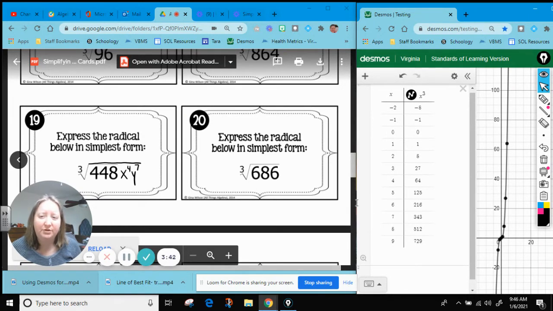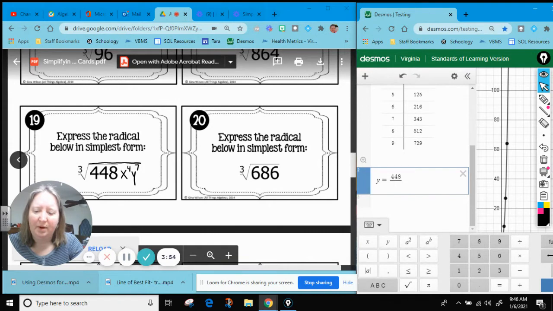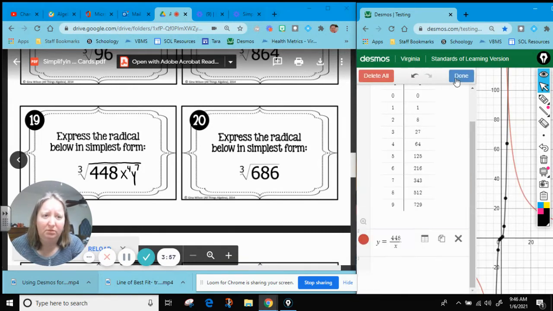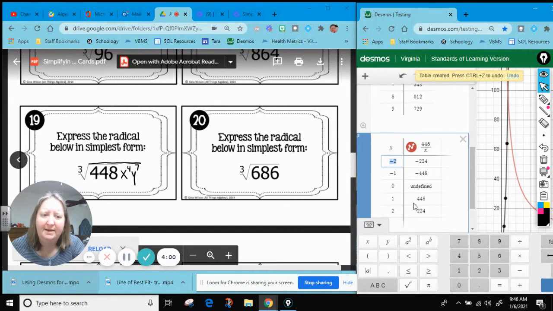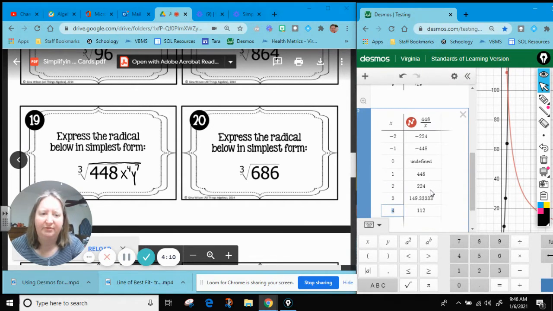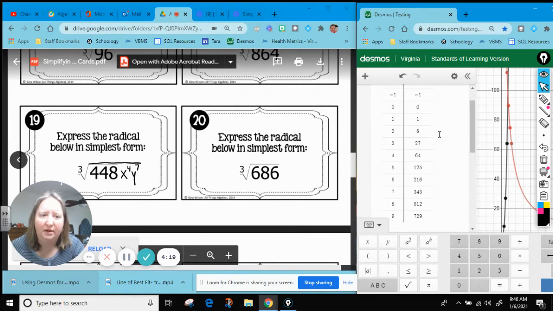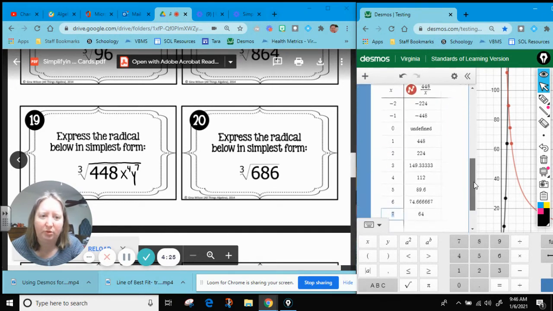So we want to know factors of 448 that are perfect cubes. So we go to the second line and we type in y is equal to 448 divided by x. And we go to the cogwheel and we change to a table. And now we're going to come down our list here. So is 224 a perfect cube? No, that doesn't sound familiar. Decimal number, definitely not. Nope, nope, nope. Oh, 64. Let's go check to see if that's on our list. And indeed, 64 is a perfect cube of 4. Okay, so good. We like 64.